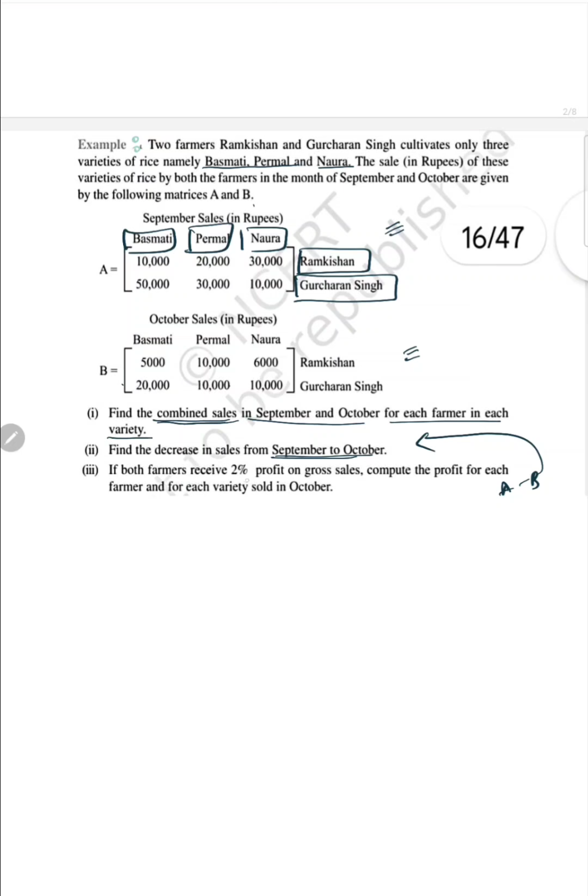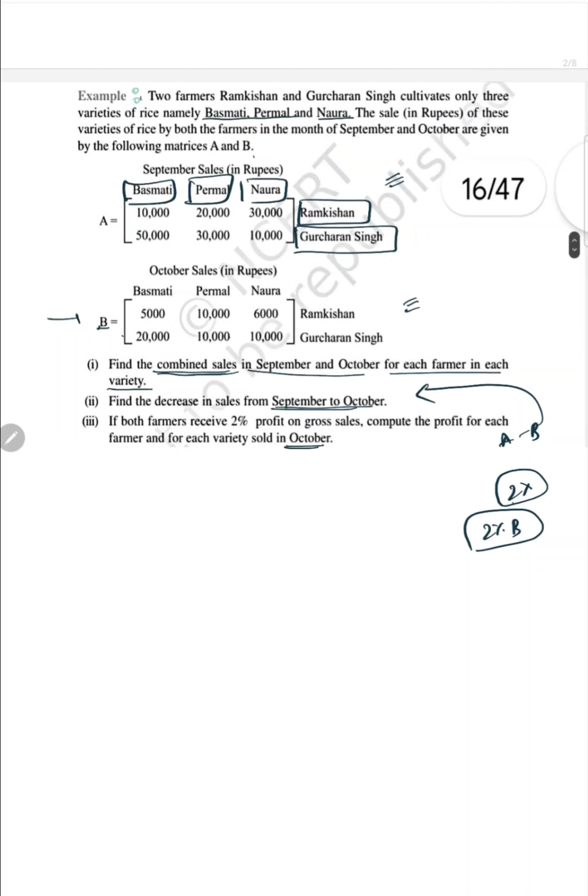If farmers receive 2% profit on gross sales, compute the profit for each farmer and for each variety sold in October. So they are focusing on October sales, and each farmer gets 2% profit. Since we have B, 2% of B will give the profit on sales in October. So we will see the cases one by one.